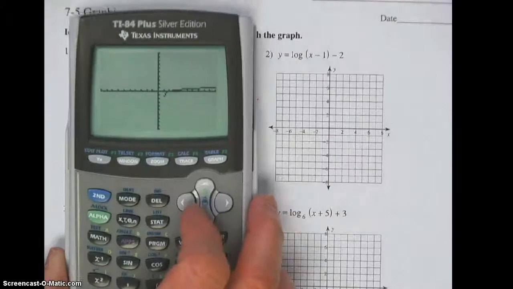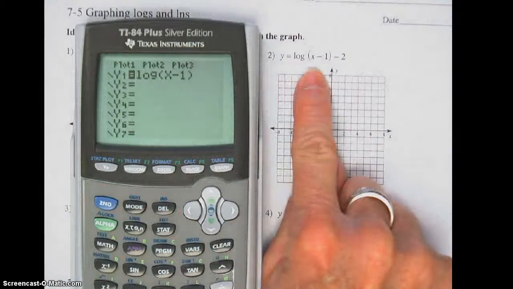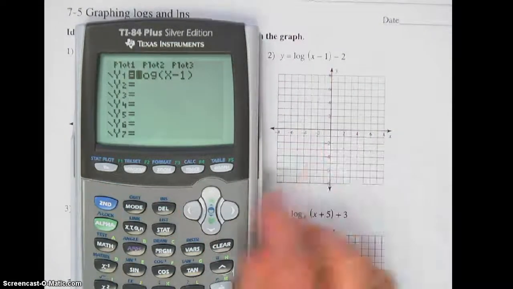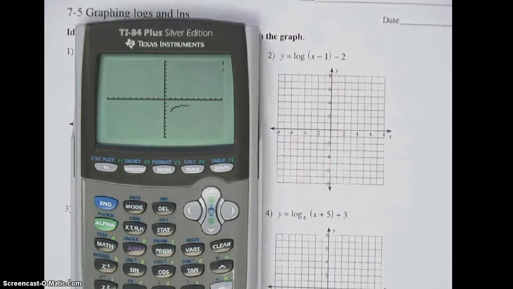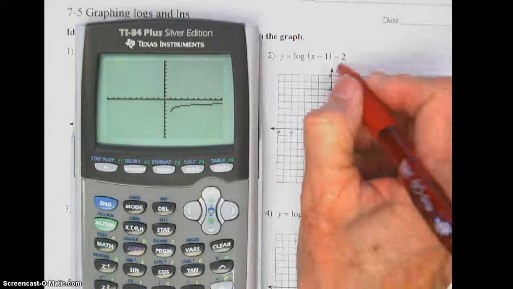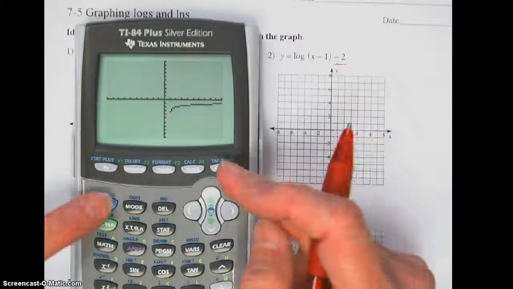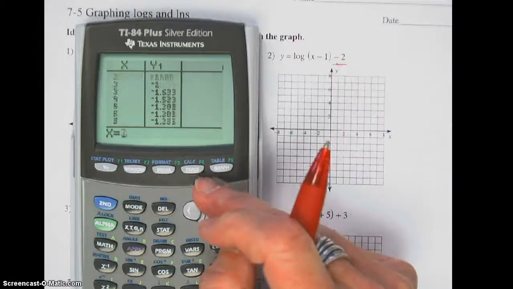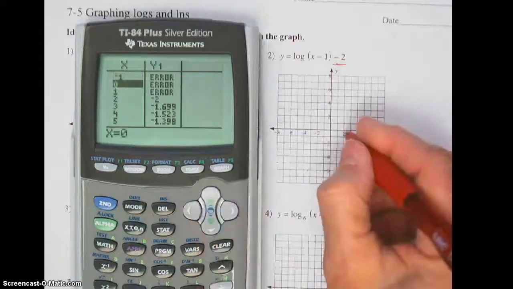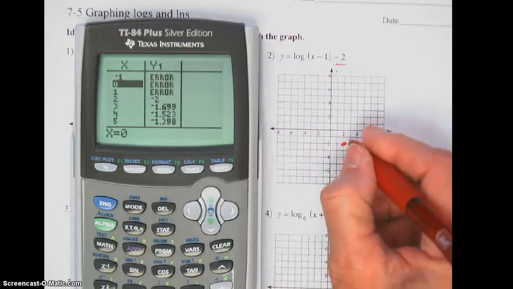Okay. So let's plug in number 2 and see how things are shifted a little different. If we have the log of x minus 1, and then we have a minus 2. Remember how that affects things. It moves things around. Let's see what happens with this minus 2. What happened with the graph? It moved it down 2. So if I hit my table, I'll see how at 2 we get a negative 2. At 3, we get a negative 1 point something.